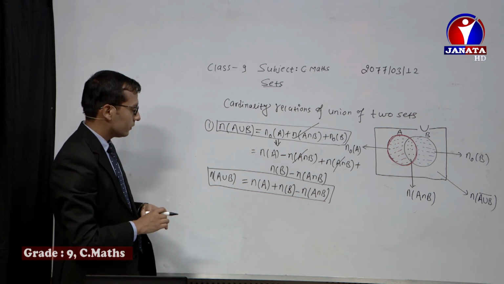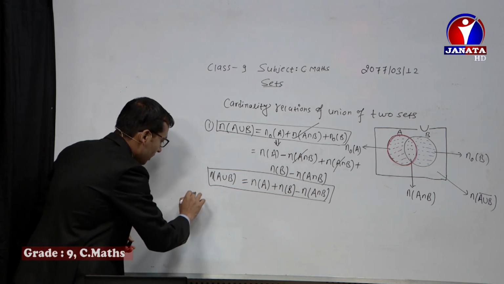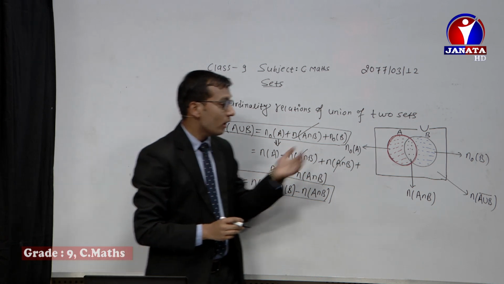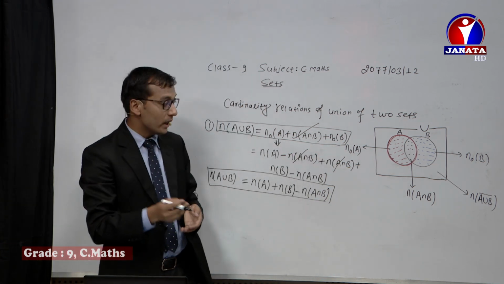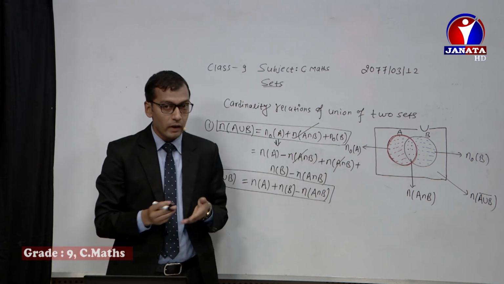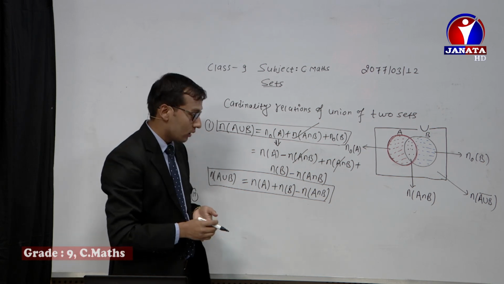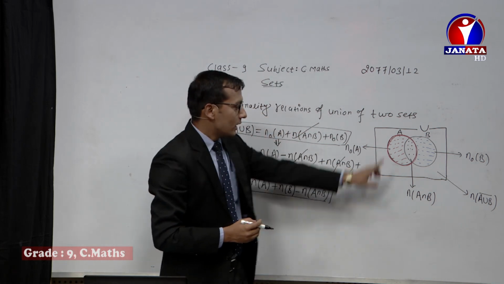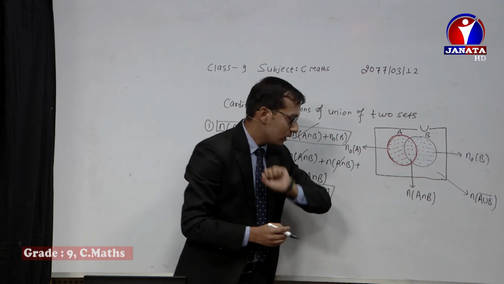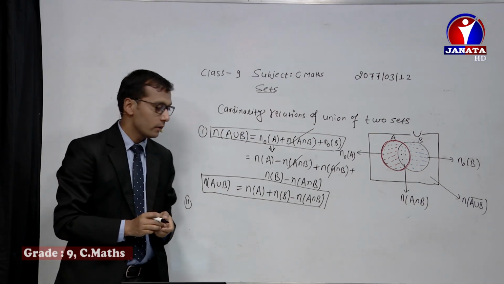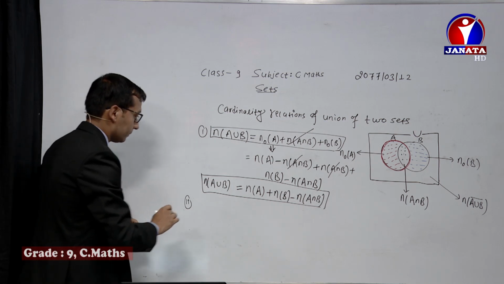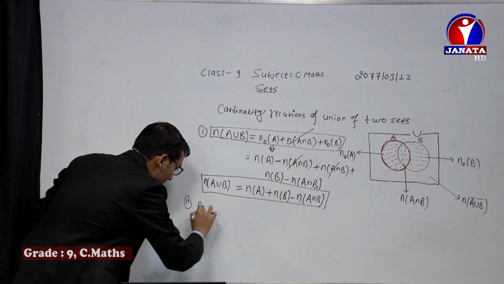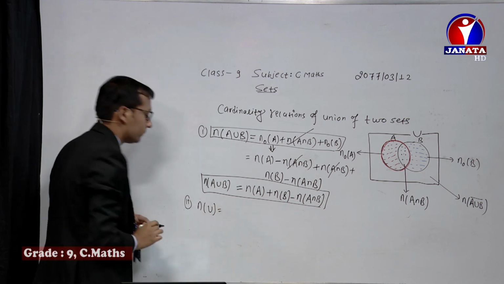So similarly, what is n of A? What is n of B? How can we find the complement, or what is the formula of the complement, if n of U and n of A union B are known? Let me write next what is n of U.